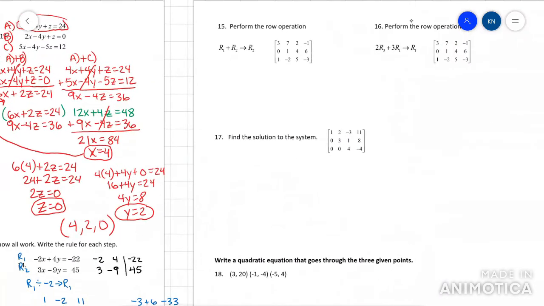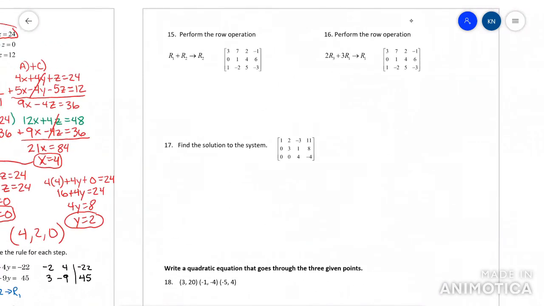Okay, last page. These first ones, they just want you to perform a row operation. So row 1 plus row 2 and rewrite it in the row 2 spot. So here's row 1, here's row 2, here's row 3. Row 1 is 3, 7, 2, -1. Added with row 2 is 0, 1, 4, 6. So you get 3, 8, 6, 5. This is your new row 2.